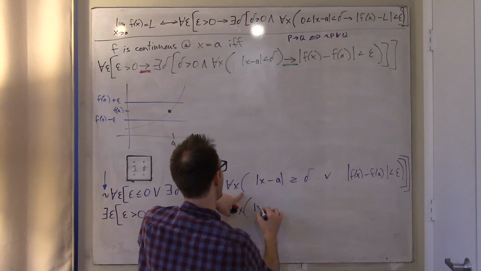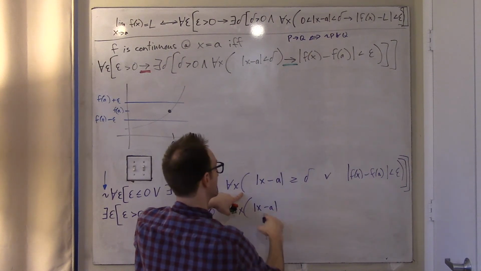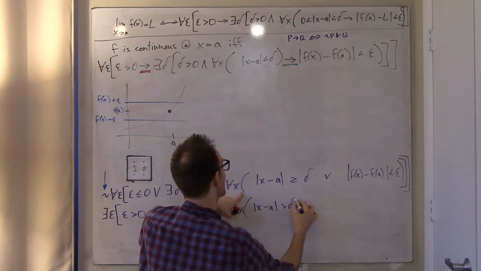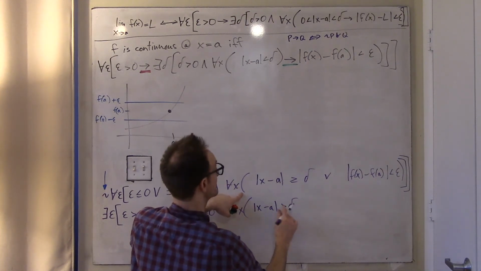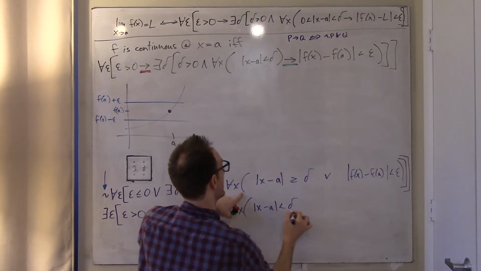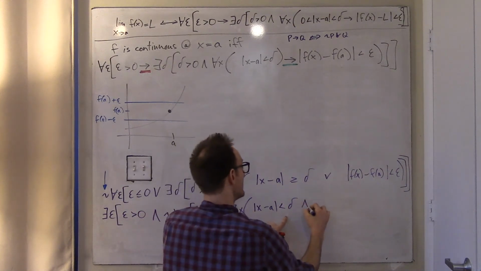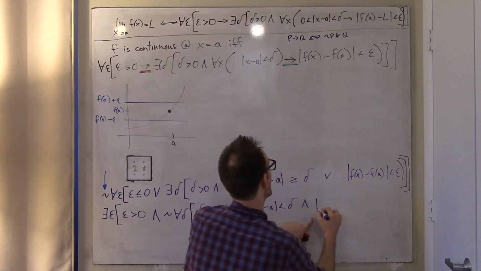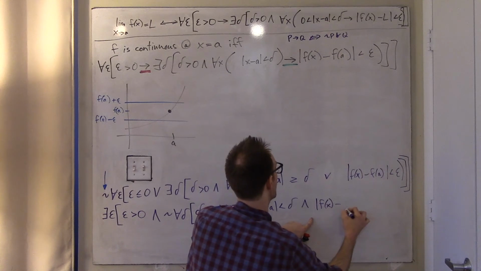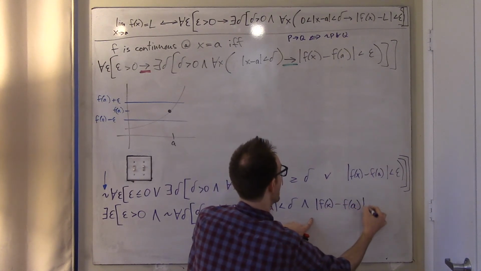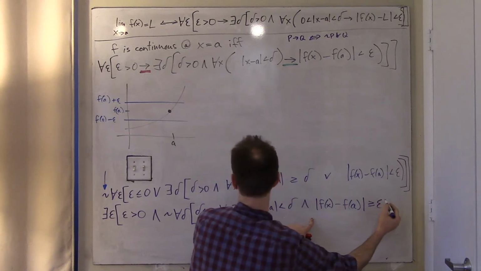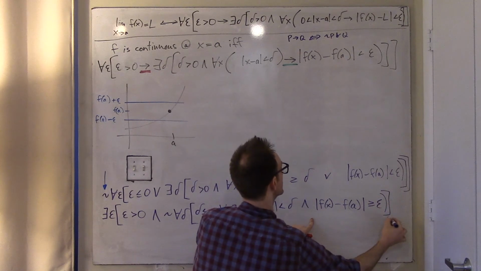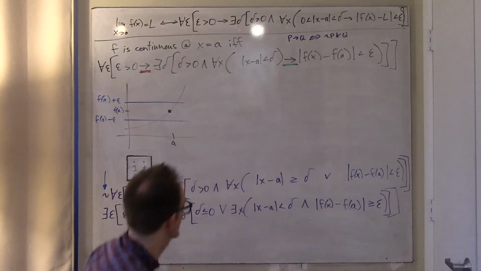And what we end up back again with is that absolute value X minus A is less than delta, and yet absolute value F of X minus F of A is greater than or equal to epsilon. Close. All right, what just happened?